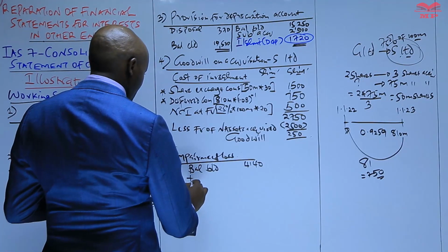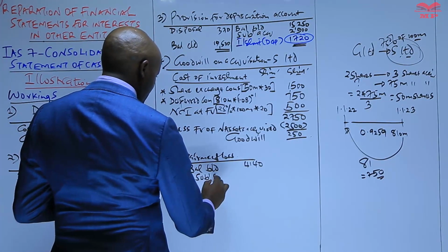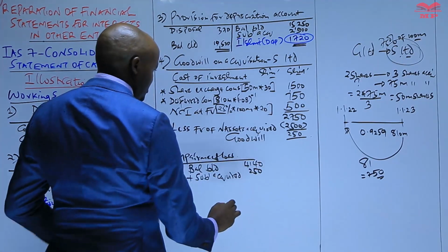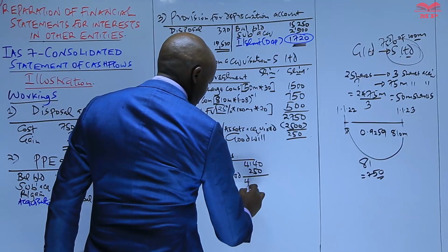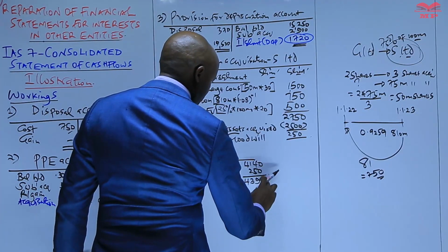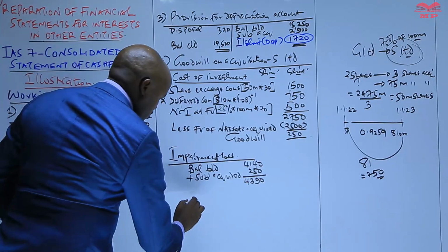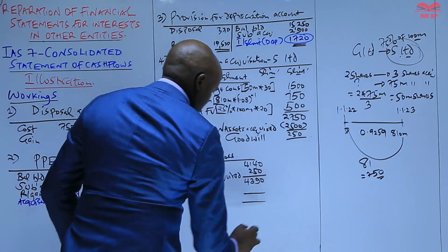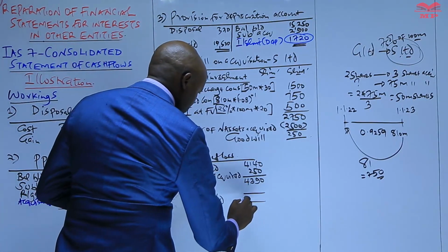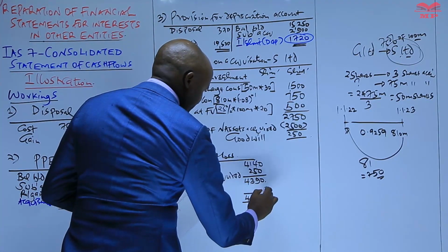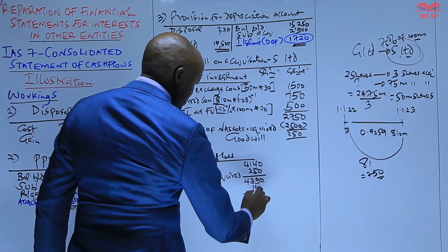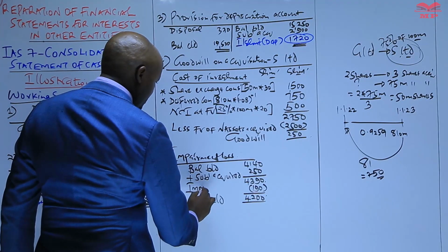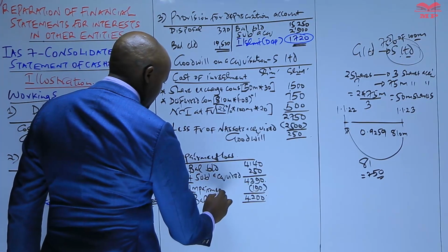So to this we add goodwill of the subsidiary acquired. Goodwill of the subsidiary acquired is 250. This will give us 4390. So actually this should be the same as the goodwill at the end of the year. But the value of the goodwill at the end of the year is 4200. So you can see the value of goodwill has reduced by an amount of 190. So this reduction in the value of goodwill is an impairment loss.